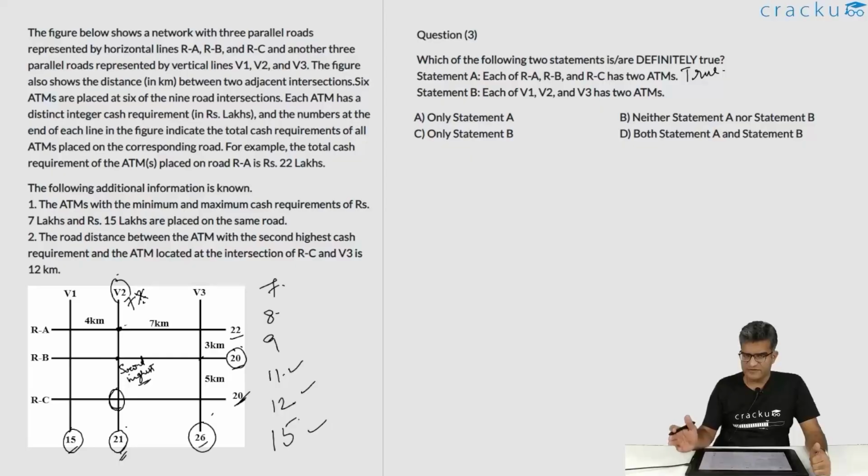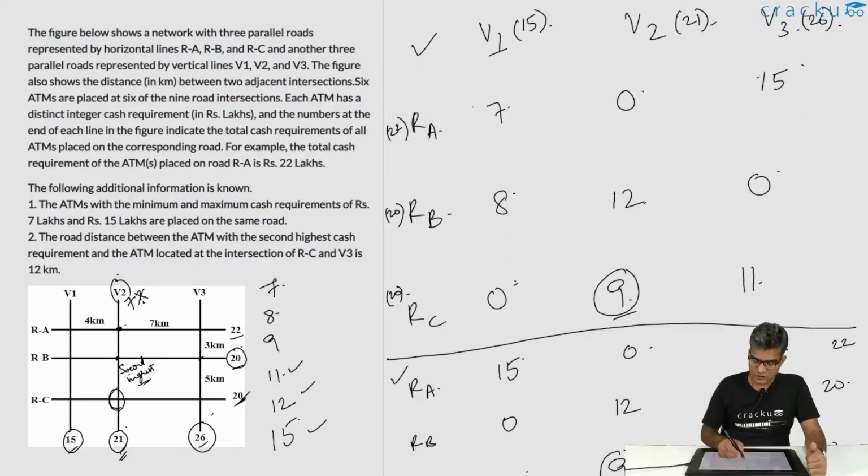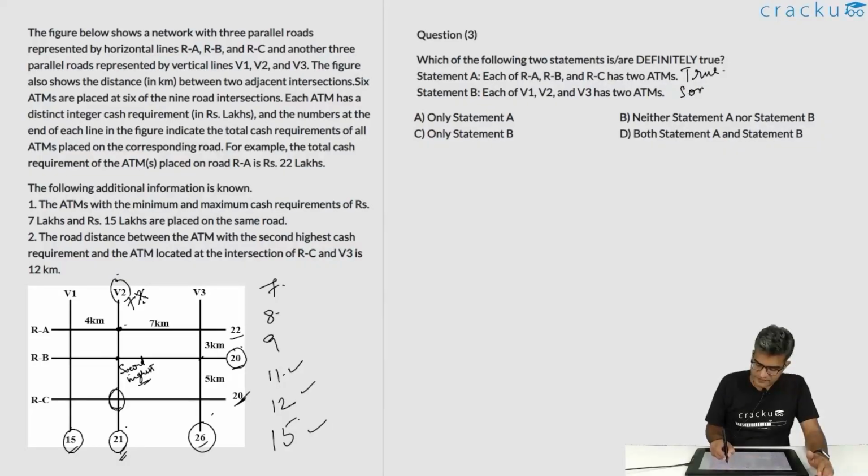Each of V1, V2 and V3 has 2 ATMs. Let us look at the first case. In the first case, V1 has 2, V2 has 2 and V3 has 2. So it is true. In the second case, V1 has 1, V2 has 2 and V3 has 3. So this statement is not true in the second case. So this is sometimes true. It is true in one case, it is false in one case. But we are required to calculate which of the following statements is or are definitely true. So that will be only statement A.